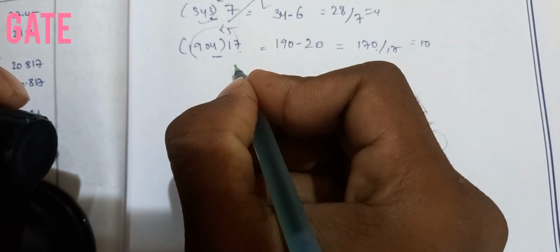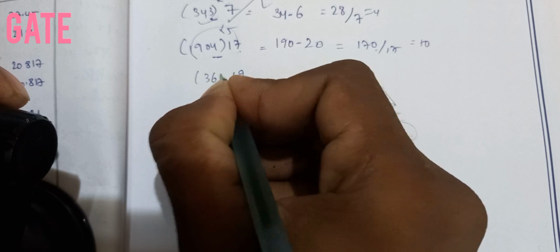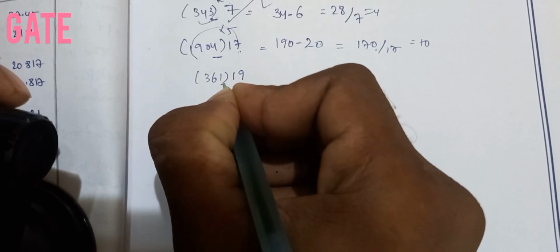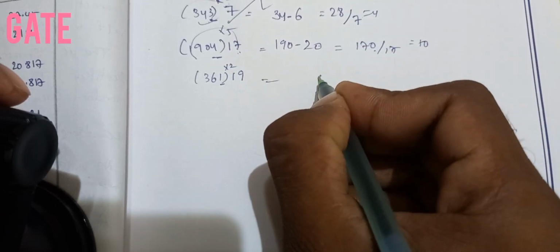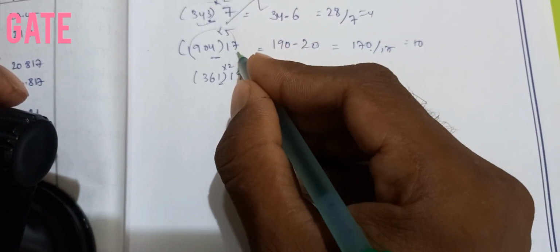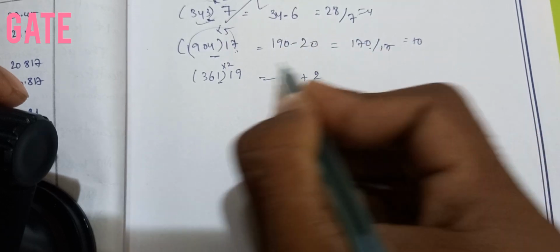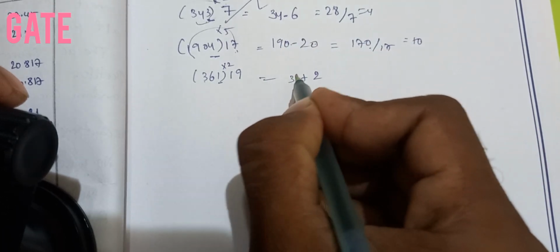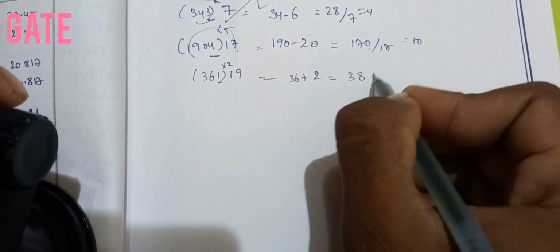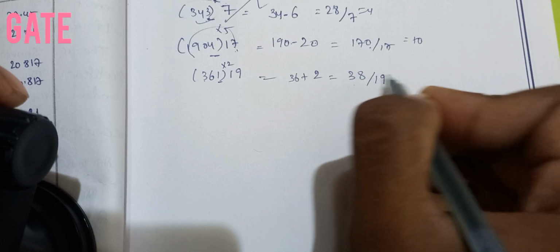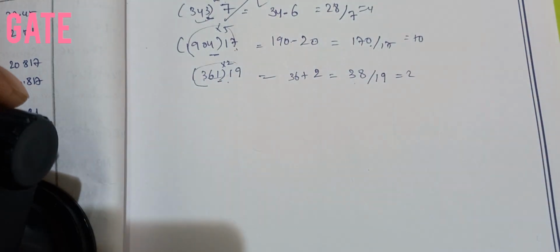Now let's find the divisibility rule of 19. Let us consider an example 361. The last digit must be multiplied by 2. In previous divisibility rules, we subtracted. Now we need to add. So 36 plus 2 is 38. Now we need to check whether it is divisible by 19 or not. Yes, it is divisible. So the entire number will be divisible by 19.